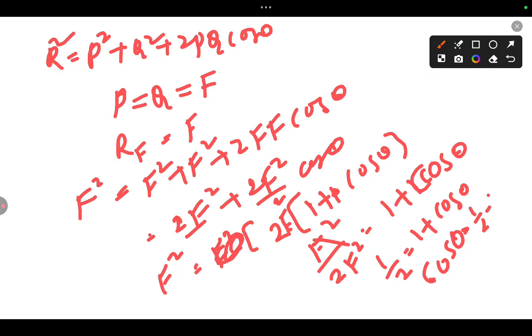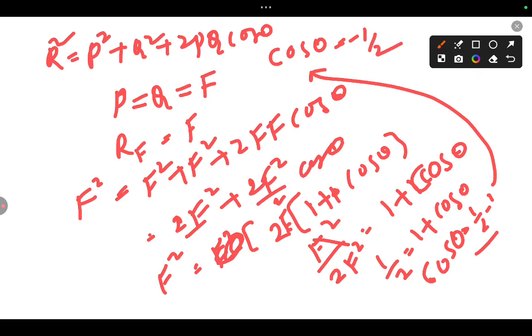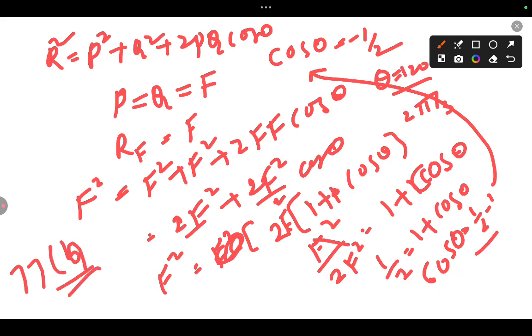Then cos theta equal to 1 by 2 minus 1, so cos theta equal to minus 1 by 2. Where do you get minus 1 by 2? That is theta equal to 120 degrees. So your answer is 2 pi by 3, which comes from statement 2. So for the 77th question, the answer is B, only statement 2.